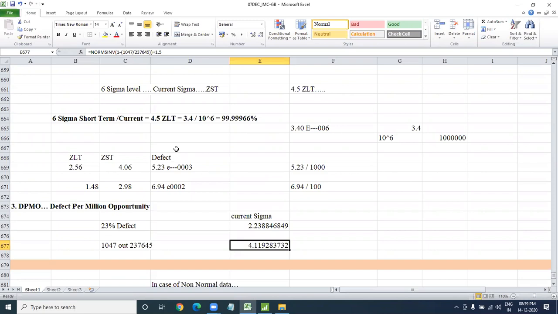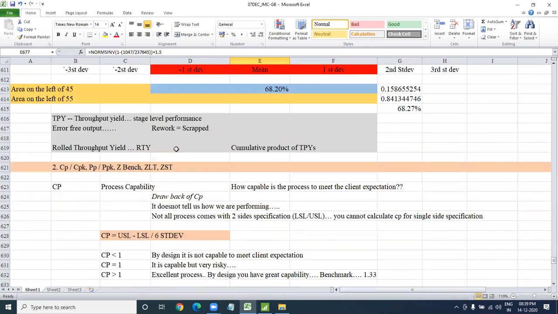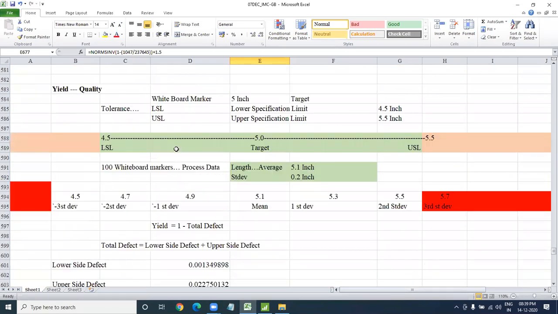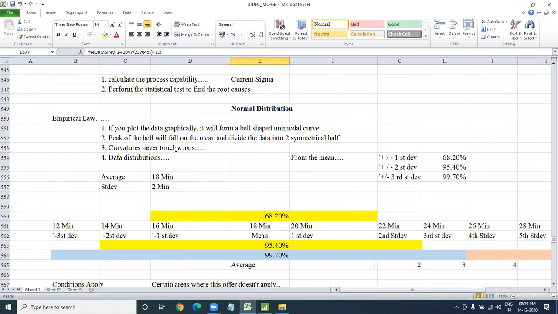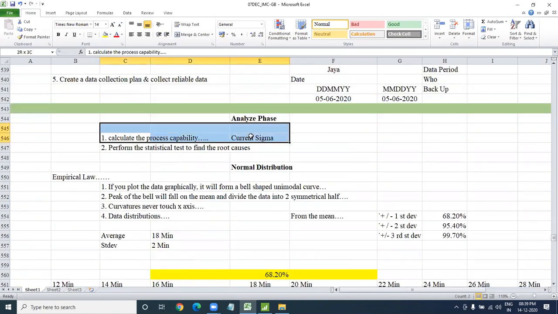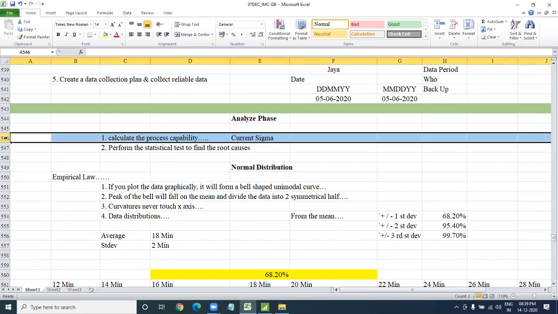So if we talk about the analyze phase, it has two primary reasons. One, we would like to know what is the sigma level of the process. Second, we would like to perform the statistical test, because that's what we talked about initially. One, we would like to know where I stand right now. What's my performance level right now? We have not improved anything. We will improve, then we'll gauge what's my new sigma, but let me know my current sigma. So that's what we are calculating, the sigma level now.